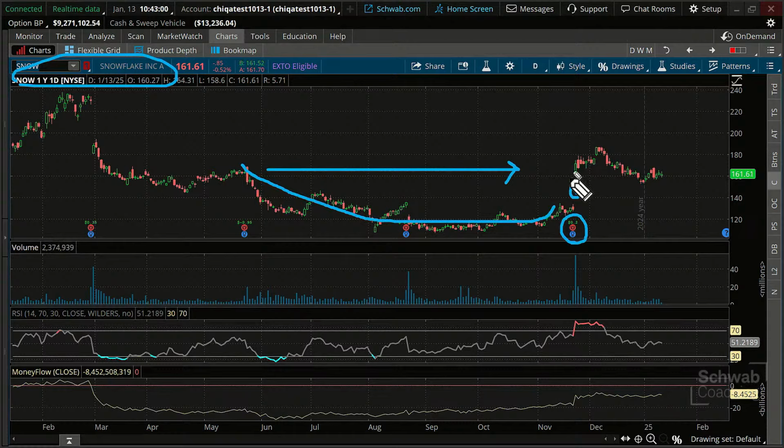Okay. But look over here. Run up. Do you see the cup and handle? I made it two different colors. I'm going to make it one color now. Here we go. All in blue.